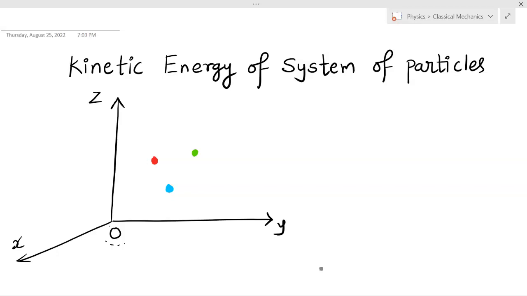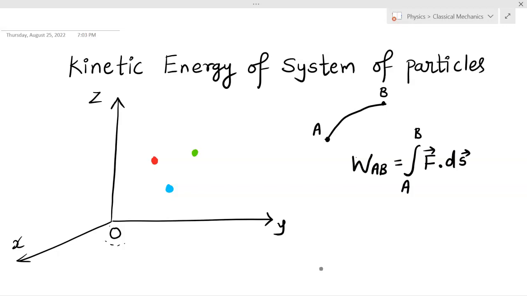Okay, so we already know what is the work done to take a single particle from position A to position B. It is given as W_AB is equal to integral of F bar, that is the force, dot ds bar. ds bar is the infinitesimal displacement, and the limits are from A to B, from initial position to final position. So this is in general the work done.